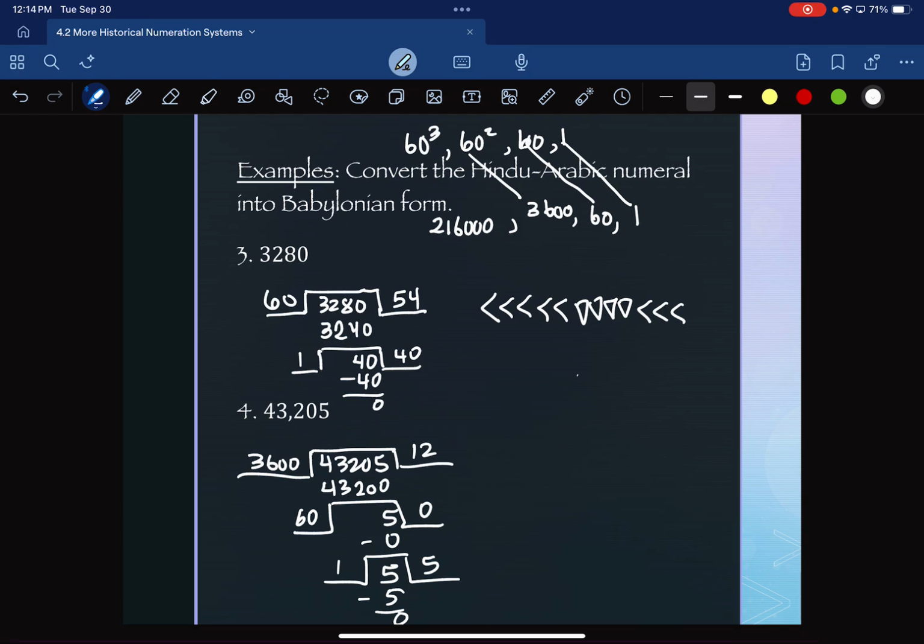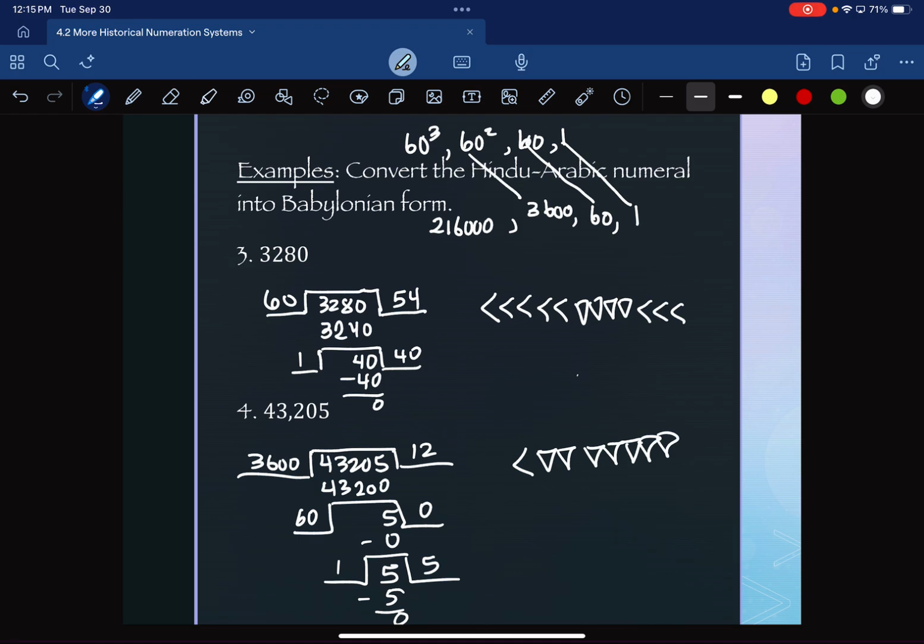How do I write a 12 in Babylonian? Arrow, 2 triangles. How do I write a 0? I don't. I could leave some space there, but how would I know how much space? So I sort of ignore it. And then how do I write a 5? 5 triangles. This is the number that represents 43,205.